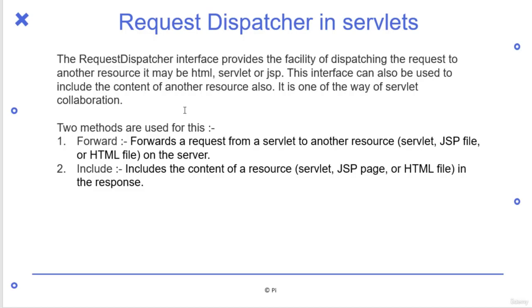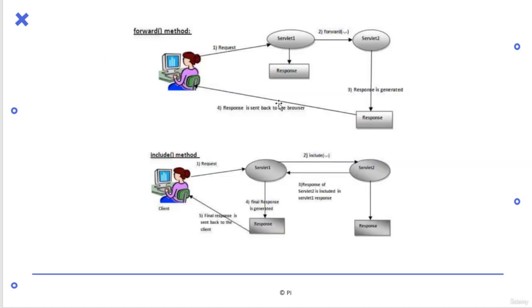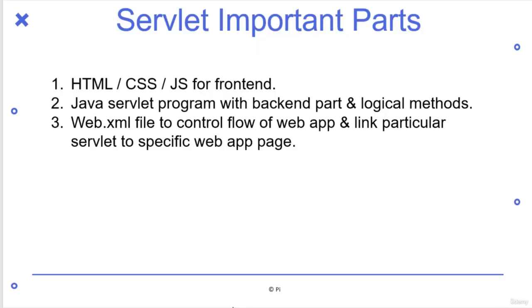The request dispatcher provides an interface facility for dispatching a request from one source to another, like one HTML to another HTML, or one servlet to another servlet. It has forward and include methods: forward is for forwarding, and include means including in the same place. Hope you understand this throughout the diagram. It is very easy to grasp all this. So this is all about servlets.